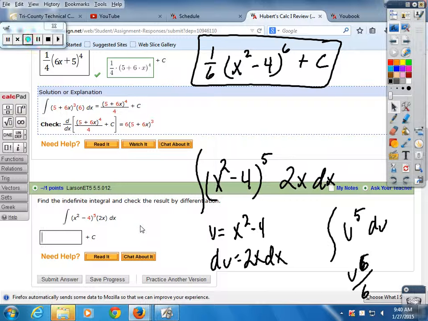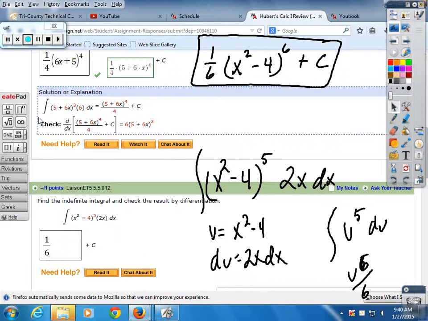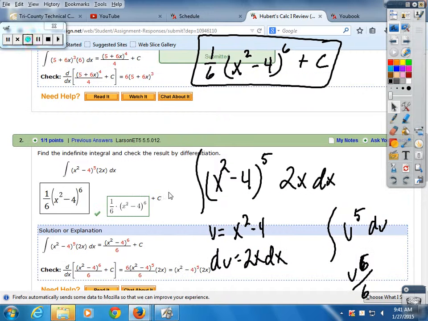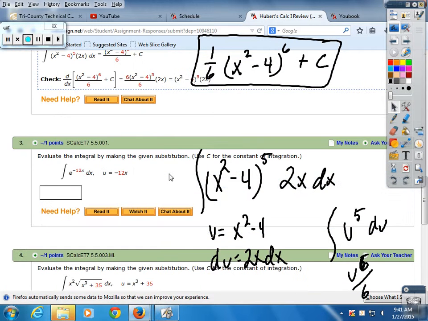I'll pay you afterwards. All right, x squared minus 4, and so on. So, 1/6, we'll make that a fraction. 1/6, parentheses, x squared minus 4, close parentheses, raised to the 6th power. Is that good? And submit answer. Wait a couple hours. And we got that one right too. So we're batting 1,000. We need to get discouraged somehow.